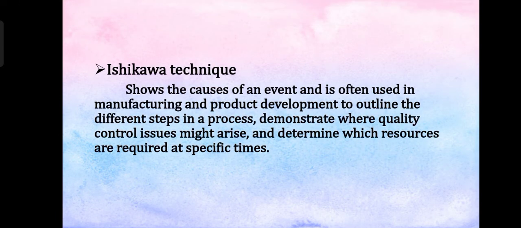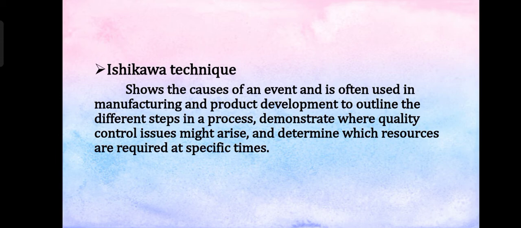Next is Ishikawa technique. So, Ishikawa technique shows the causes of an event and is often used in manufacturing and product development to outline the different steps in a process, demonstrate where quality control issues might arise, and determine which resources are required at specific times. So, Ishikawa diagram was developed by Kaoru Ishikawa during the 1960s.